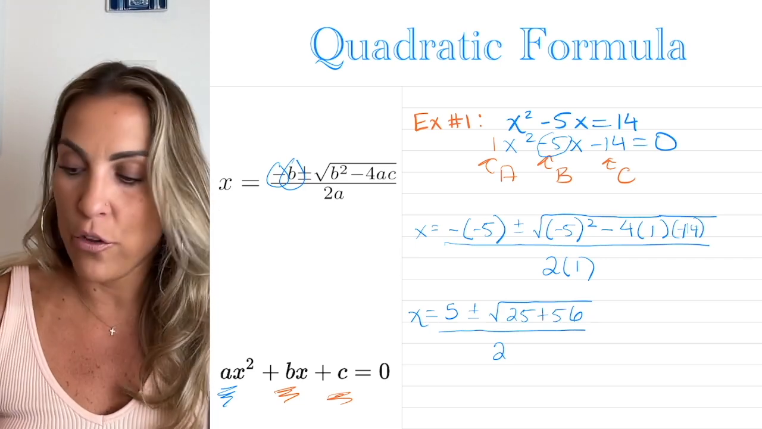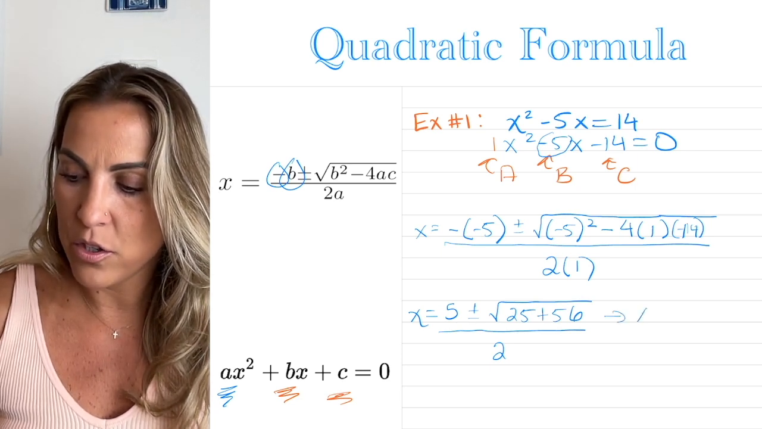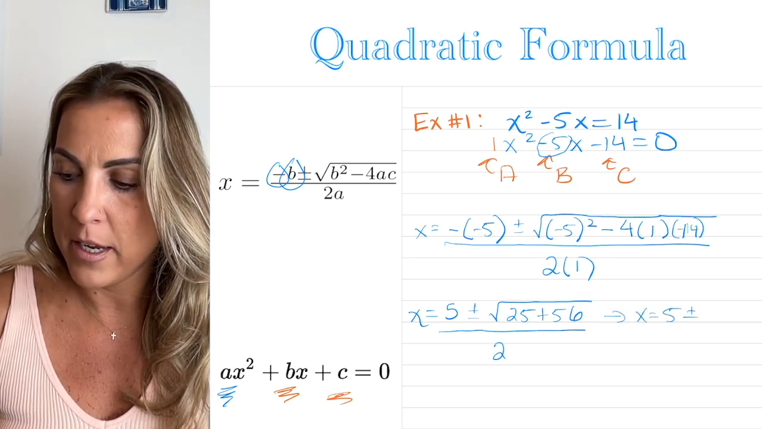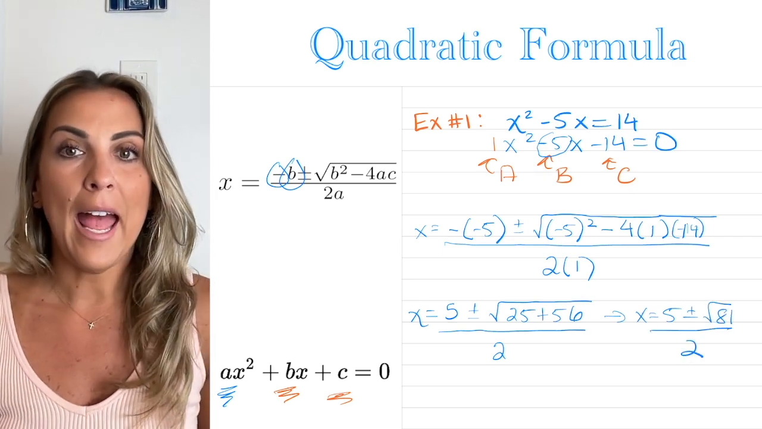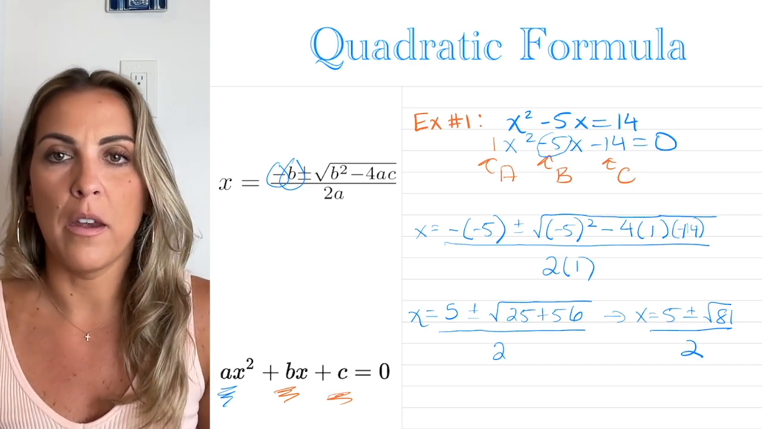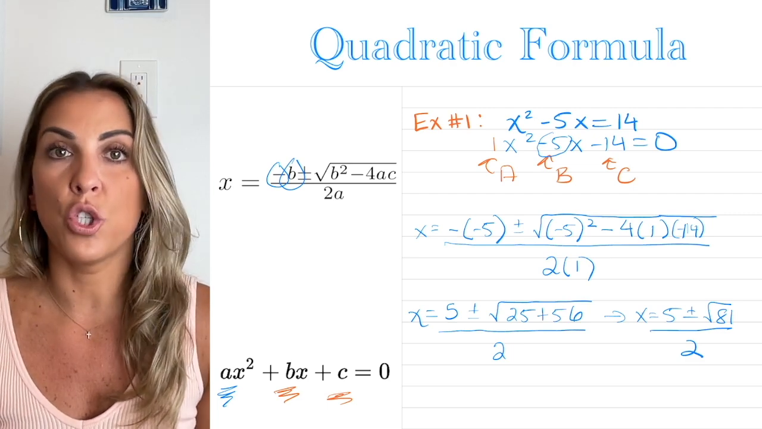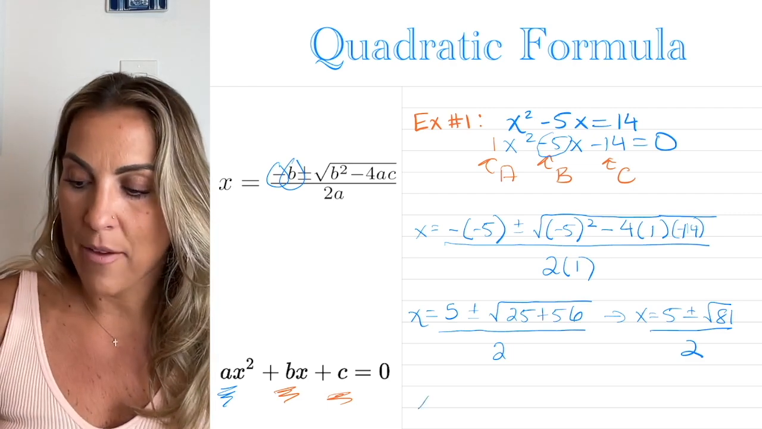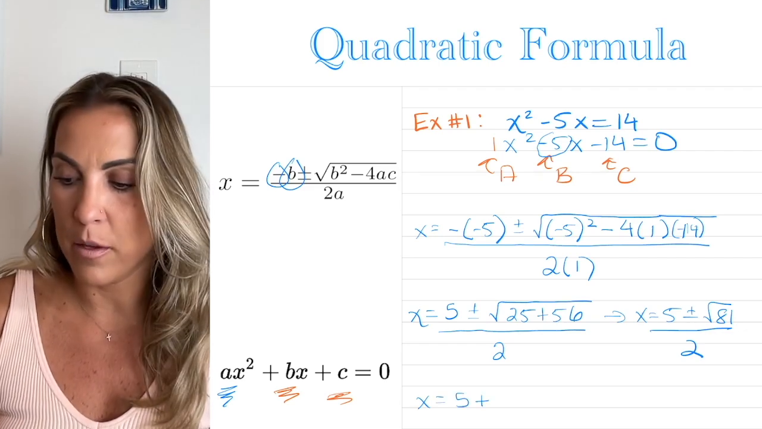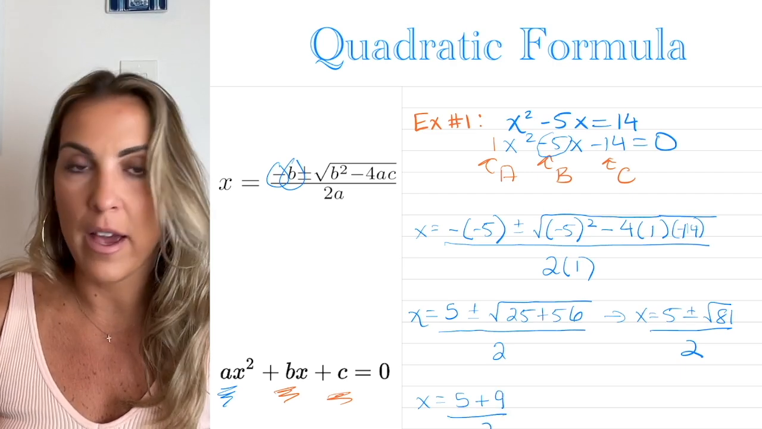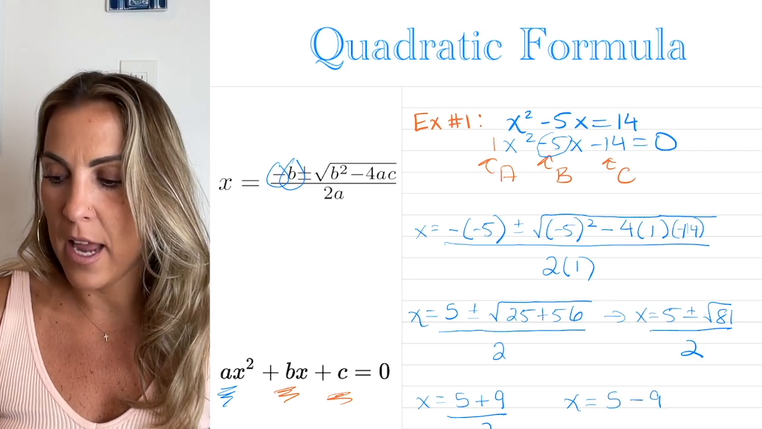All right, simplifying further, under the square root sign, I have 25 plus 56. So this is all going to turn into x equals 5 plus or minus the square root of 81 over 2. All right, now, well, I guess you can make the square root of 81 9 first, but this plus minus situation is what's going to split this expression up into 2 possible solutions. So I'm going to have x equals 5 plus, now the square root of 81 is 9, so I'm going to write 9, 5 plus 9 divided by 2, or x is equal to 5 minus 9 over 2.